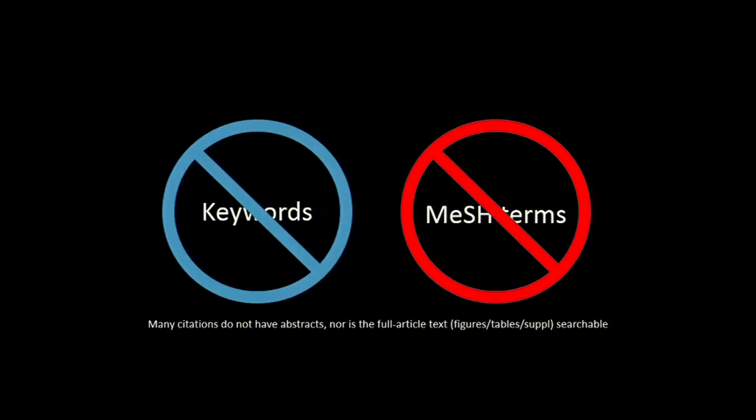Many citations don't have any abstracts, especially ones in foreign languages. And usually the full text of the article is not available for the search, and that includes all of the figures, tables, and supplementary data. So there's a lot more information than what's just in the title and the abstract that we would actually like to be able to search for.